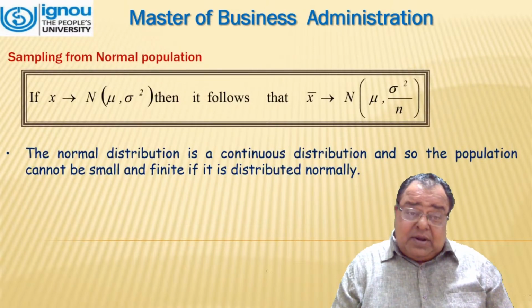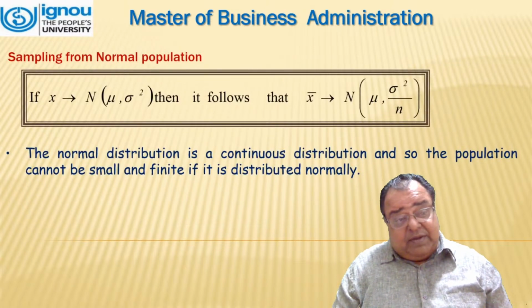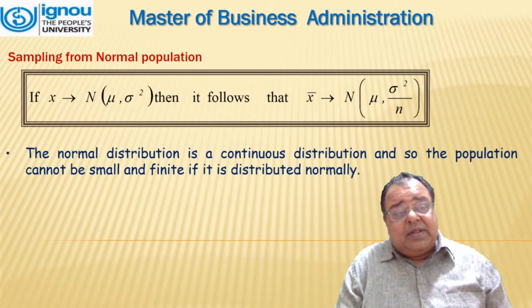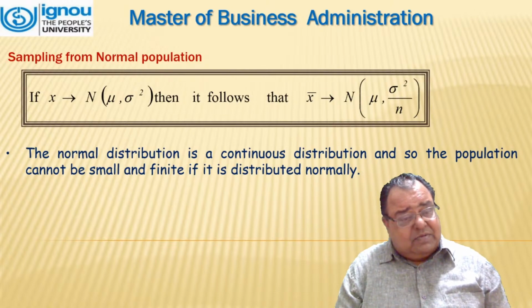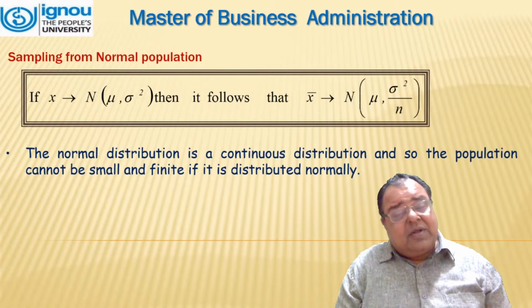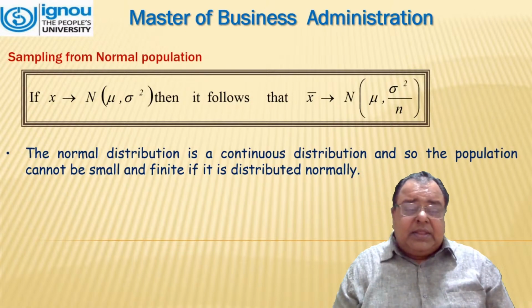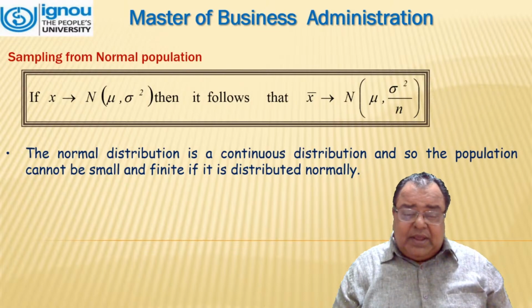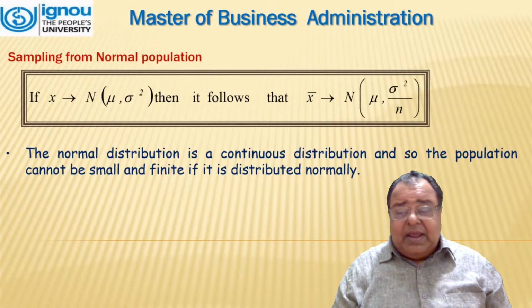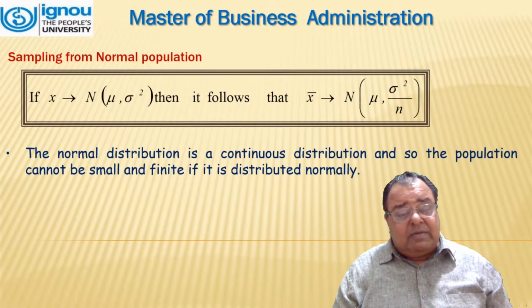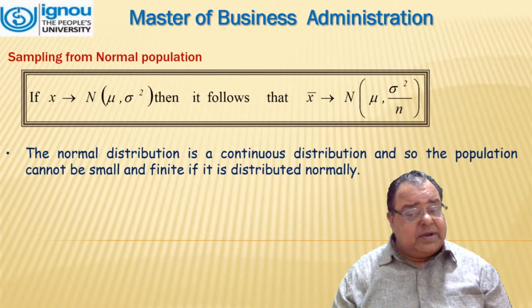Under normal conditions, that is for sampling from a normal population, if we have x tends to N(mu, sigma square), then it will follow x bar tends to N(mu, sigma square by n). The normal distribution is a continuous distribution, and so the population cannot be small and finite if it is distributed normally.